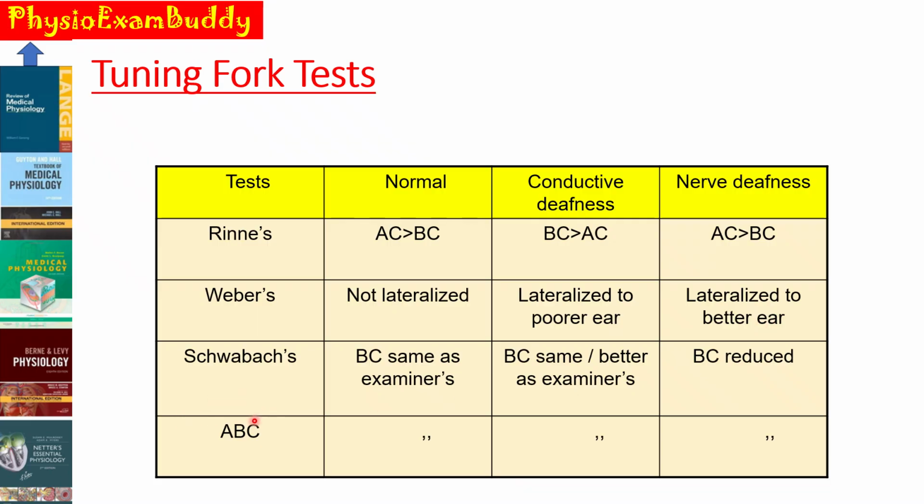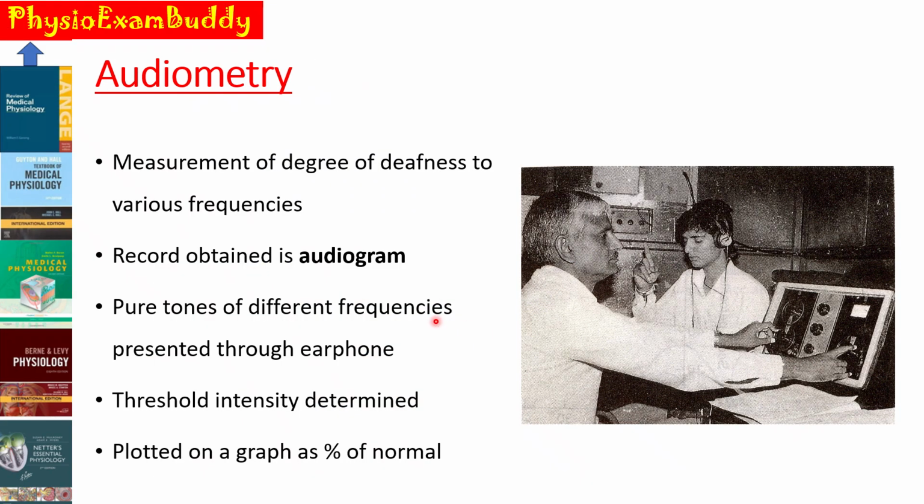In Schwabach's test as well as the ABC test, that is the absolute bone conduction test, bone conduction is the same as that of the examiner in normal individuals. Whereas in conductive deafness, the bone conduction will be the same or better than that of the examiner in both Schwabach's as well as the absolute bone conduction test. And in nerve deafness or sensorineural deafness, in both tests, the bone conduction is found to be reduced.